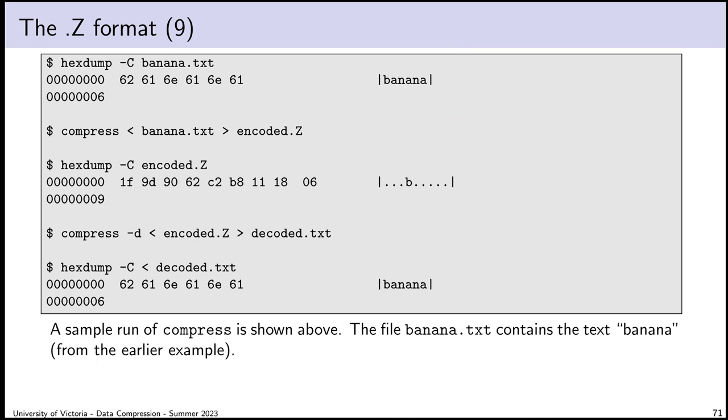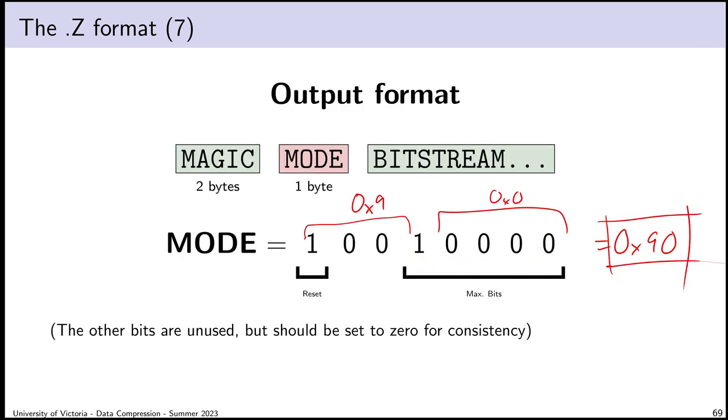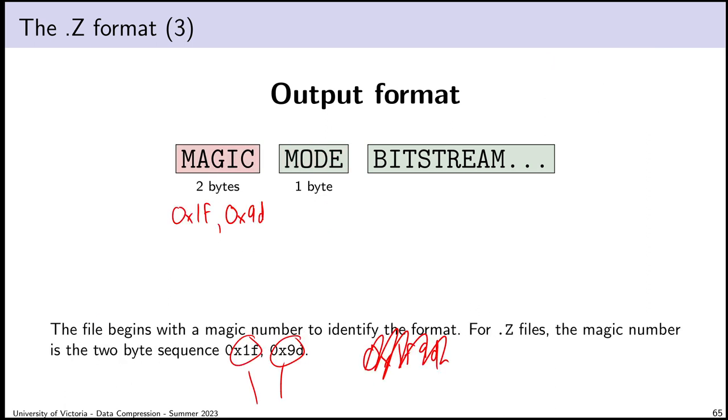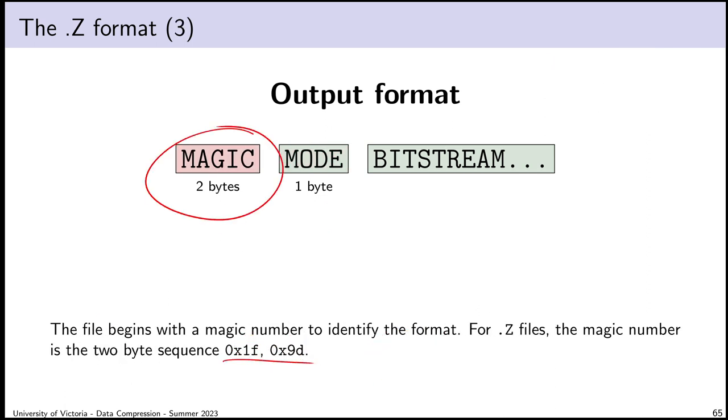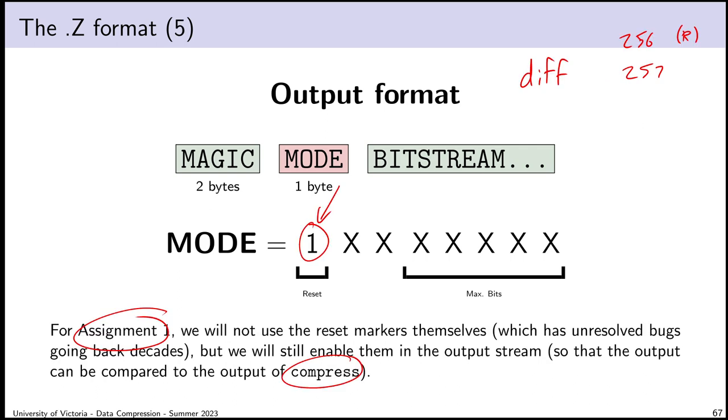I then run my compress tool, so the Unix compress program, and you could try this on our reference platform. I run the compress tool, give it banana.txt, and store the result in encoded.Z. I can then do a hex dump of the encoded file. So the first bytes of the file are 1f9d90. If we go back a few slides, we realize that the 1F9D, that would be our magic number. Okay, everything's looking good so far.